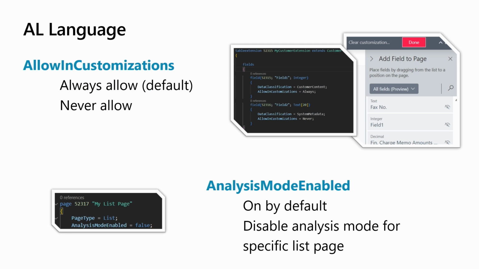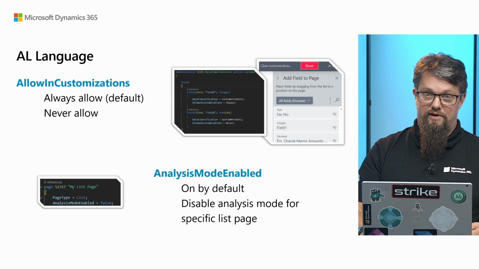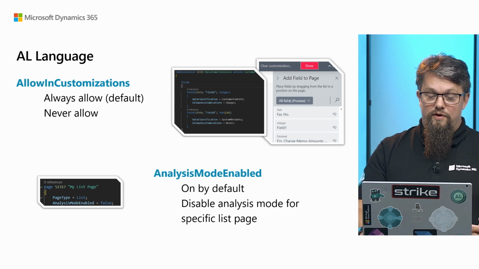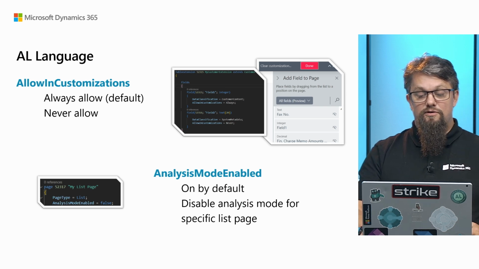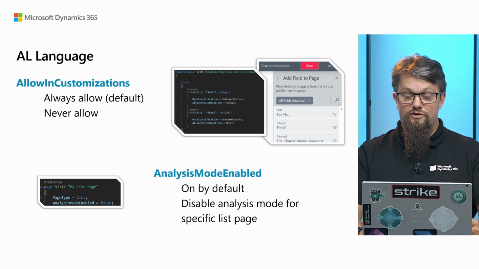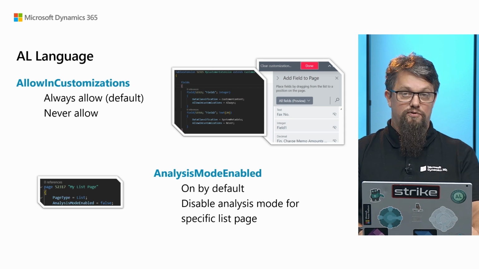On table fields, you now also have the option to control if a field can be used in profile customization. Previously, you had to add a field to the page in order for it to be used in profile customization, but now you can also choose from table fields if you have the right permissions. With the Allow in Customizations property, you can control if a certain field should never be possible to add in a profile customization.